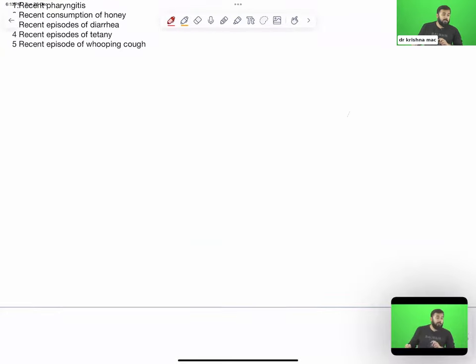Where do you see flaccid paralysis? Flaccid paralysis you see in Clostridium botulinum. So Clostridium tetani and Clostridium botulinum, these are the two important things you need to know. What is the neurotransmitter that is deficient in Clostridium tetani? Very good, GABA.